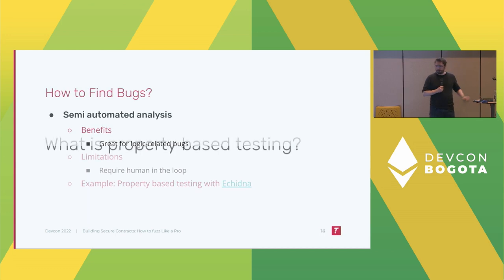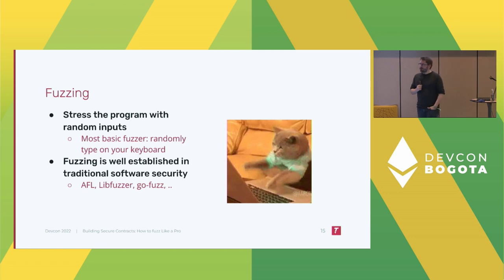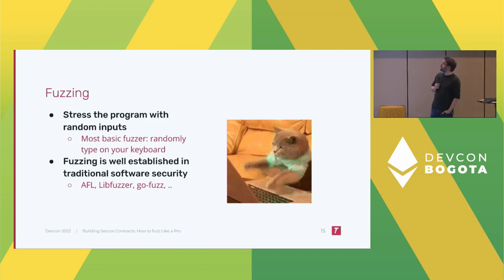So what is property-based testing? To understand how it works, I have to introduce fuzzing. Fuzzing is a standard program analysis technique that is used a lot in traditional security. The idea is basically you provide a random input to the program and you try to see what's going to happen. You try to stress it with random input. The most trivial fuzzer that you can write, you just go on your keyboard and push random buttons and you see what's going to happen on your program. Again, it's well established in traditional security. We have a lot of tools: AFL, libFuzzer, go-fuzz, and so on.